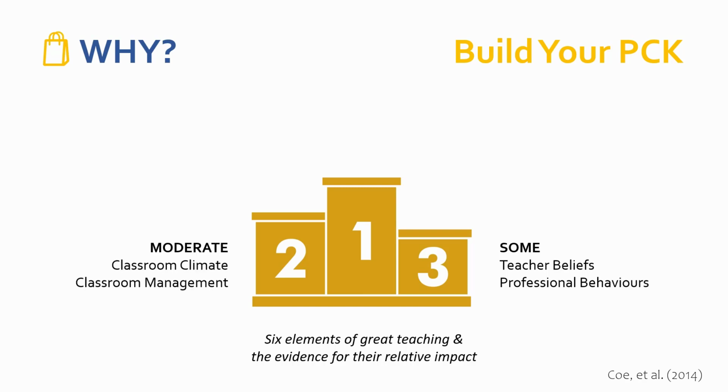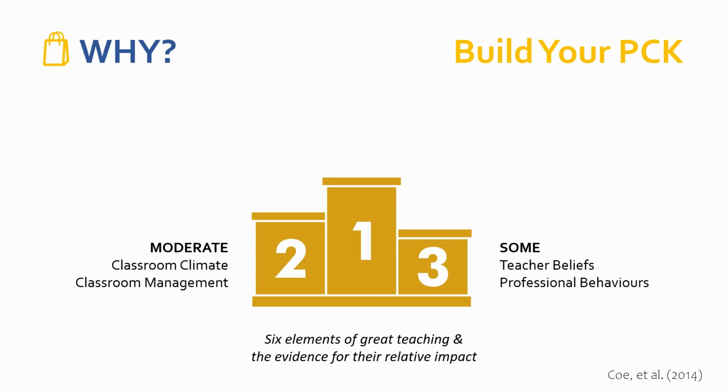The next pair of teaching elements with evidence for their impact on learning are classroom climate and classroom management. Classroom climate means setting a motivational atmosphere through teacher expectations and the relational side of the classroom. Classroom management refers to strategies for keeping students on task and away from misbehaviour. And these were seen to have a moderate impact on outcomes for students and pupils.